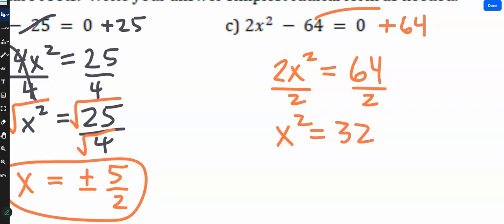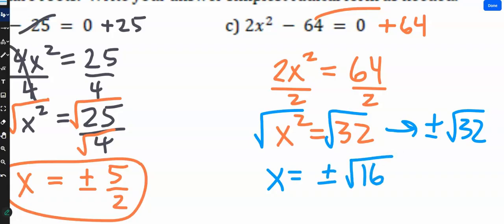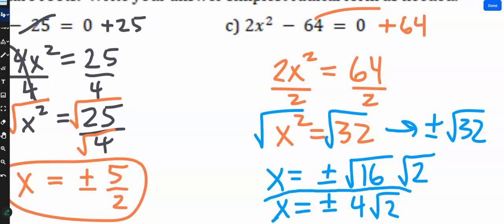So we would, to finish this off, take a square root. And yes, of course, we're going to have plus and minus radical 32, but wait a second. That can be simplified. We can bring a 16, which is a perfect square, out of that, leaving 2 trapped inside. So final answer, plus and minus 4 square root 2.